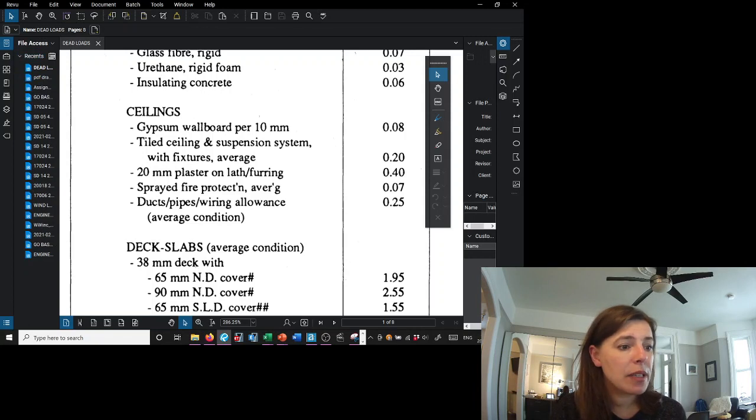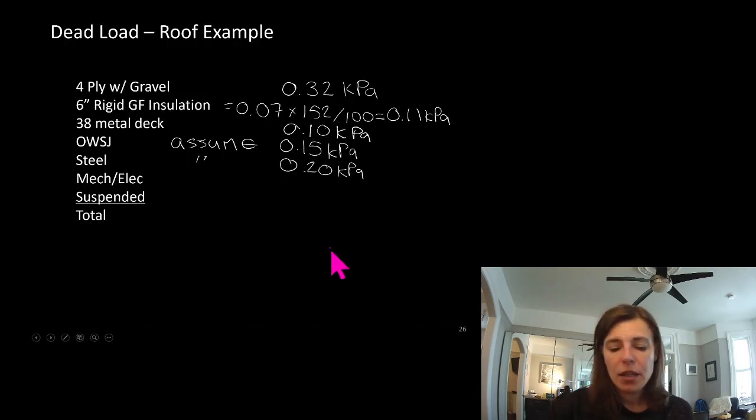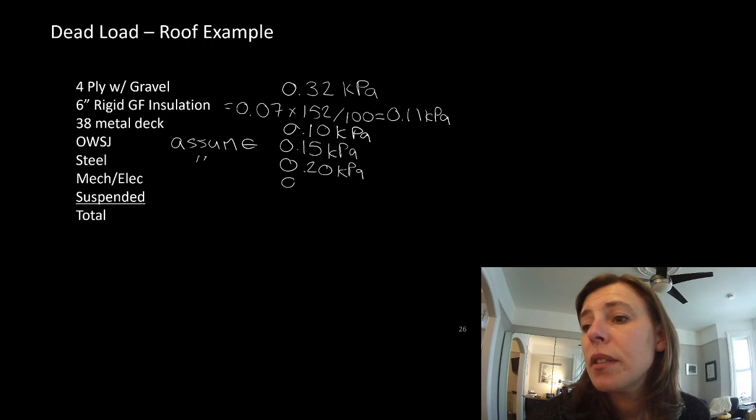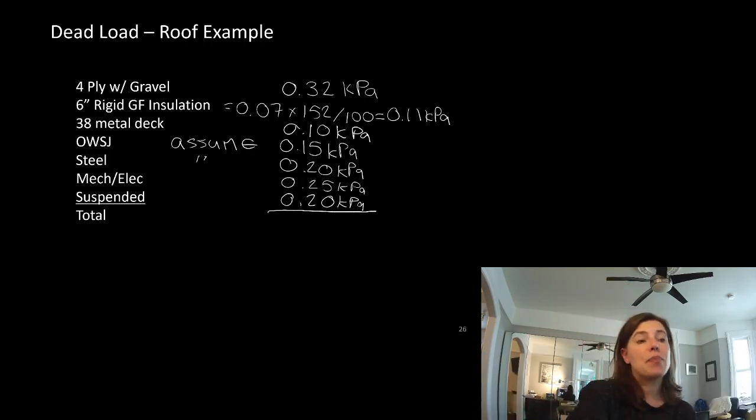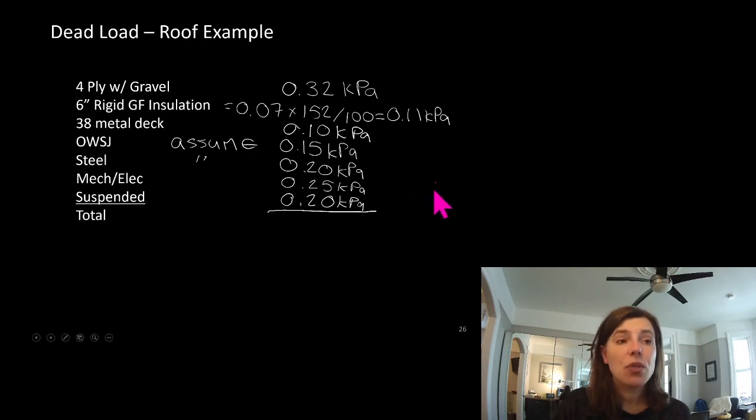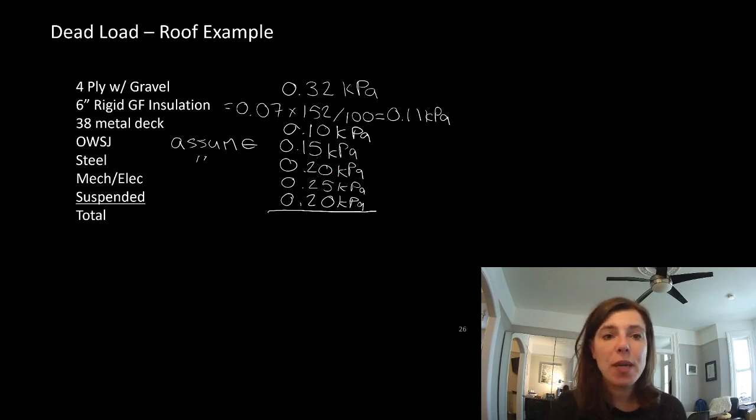So let's go back to our table here. So mechanical, electrical, 0.25 kPa. Suspended 0.2 kPa. So now we can add these up and figure out what our load is for our roof. What dead design load do we need for our roof?